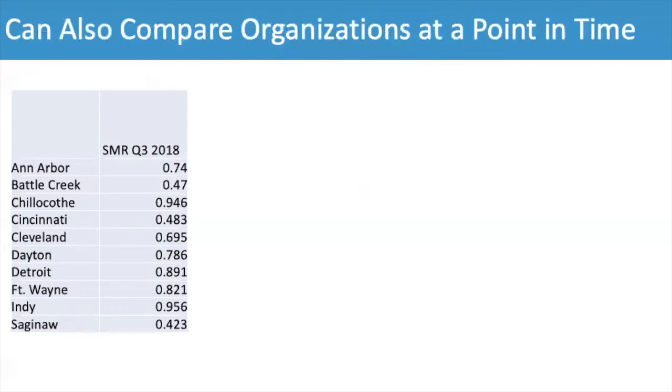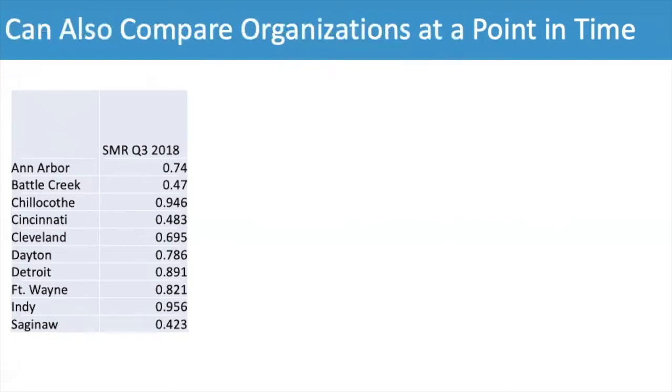So here are the numbers for Q3 2018. Some numbers are bigger than others. Well, what conclusions would we draw? We look and say, well, Battle Creek has about half the standardized mortality ratio as Fort Wayne. Does that mean we should send all of our patients to Battle Creek if they have the capacity? Does that mean Battle Creek is doing significantly better?